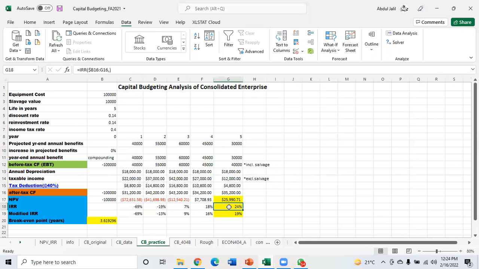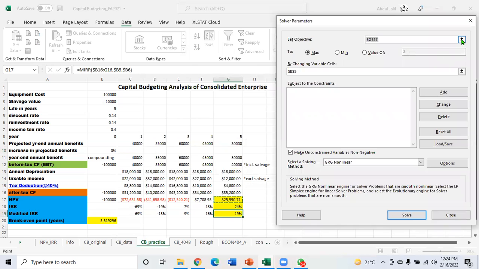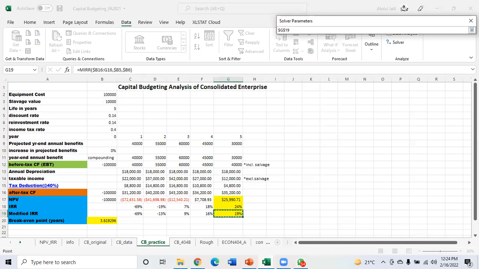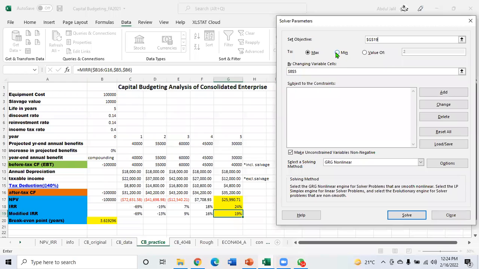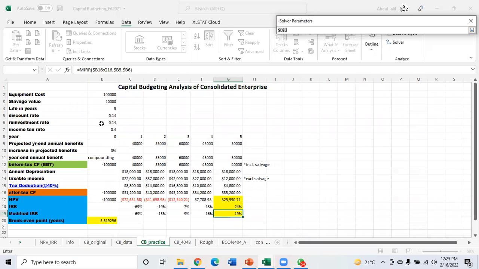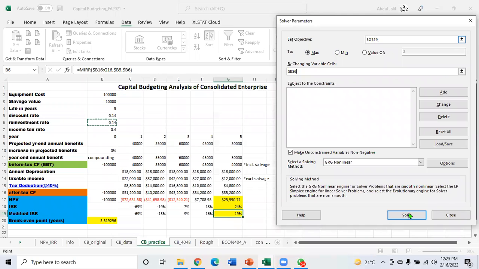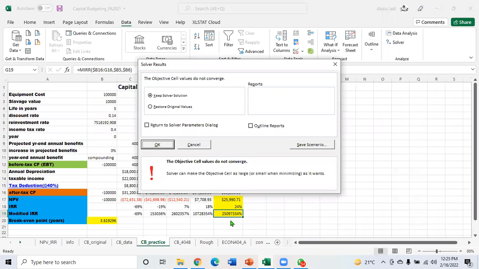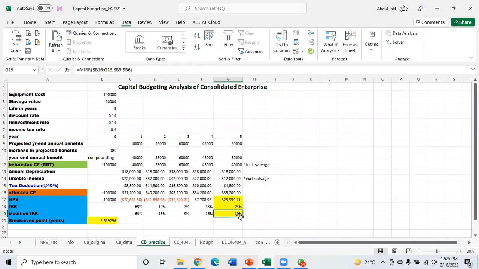Let's suppose you are interested in modified internal rate of return, and you want to get the solver to your target variable, this one, and you are interested in the maximum value of this, and what kind of adjustment you are interested in: modify the reinvestment rate. What should be the reinvestment rate to get the maximum value of this? Oh my God, too high a value through this reinvestment rate. So that is not a proper solution. It has changed dramatically.